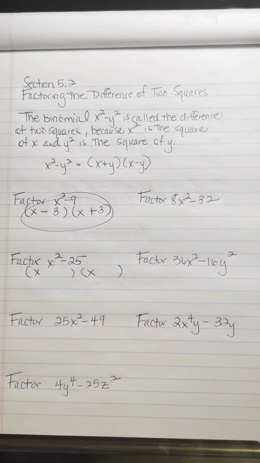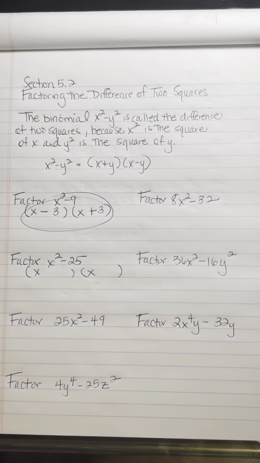Factor 4y to the 4th power minus 25z to the 2nd power. So let's first start off with our sets of parentheses. I'm looking at y to the 4th here. So let me break that up so that it's even. Let me put a y squared over here and a y squared over here. All right, I'm looking at the number 4. Besides 1 times 4, think of two other numbers that I can multiply to get 4. I'm hoping you're thinking the same thing that I'm thinking, which is 2 times 2.